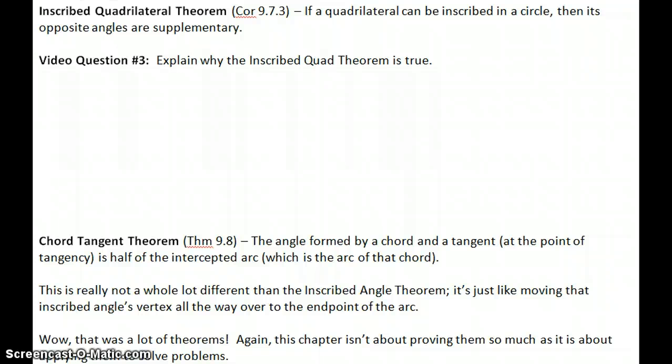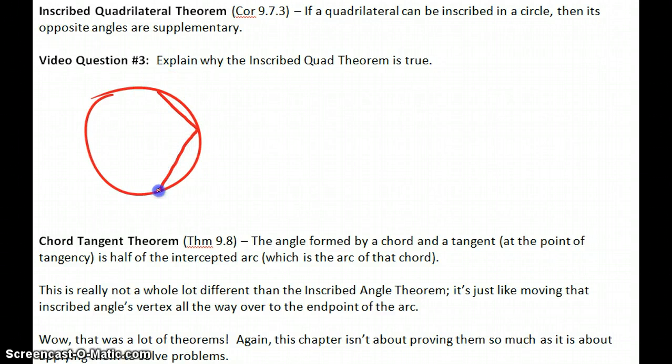Okay, inscribed quadrilateral. If you've got a circle and a quadrilateral goes in here, and not every quadrilateral can go in there, this is kind of a strange one. It kind of looks like an isosceles trapezoid, but it doesn't have to be. Then why does this angle have to be supplementary to that one? Well, and this is just one case, there's more than just this to it.